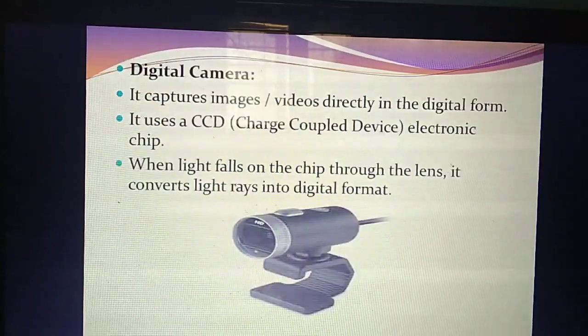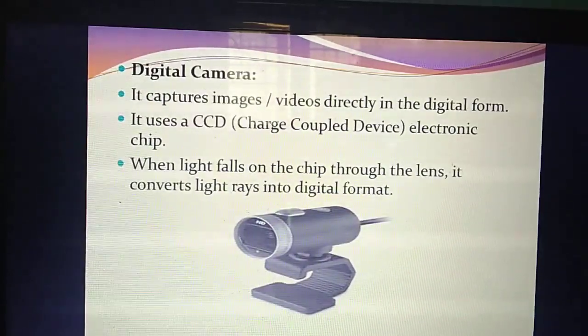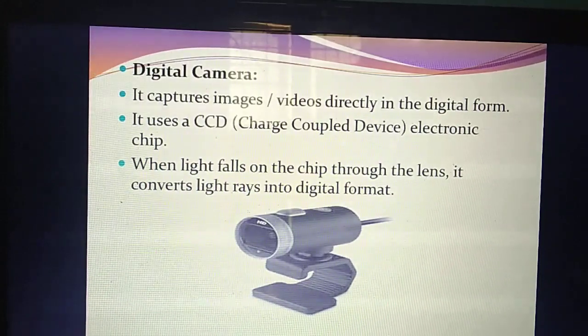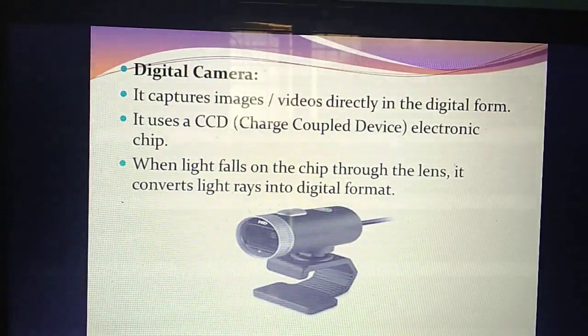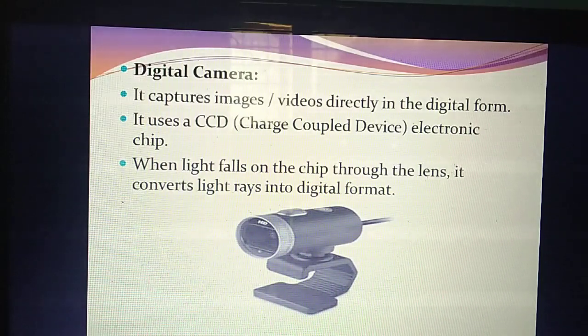Understand? Next one is the digital camera. This you are already seeing. Each and every place now you are seeing CCTV cameras, isn't it? The same as this digital camera.